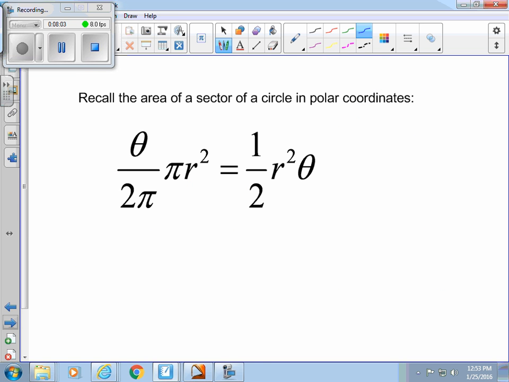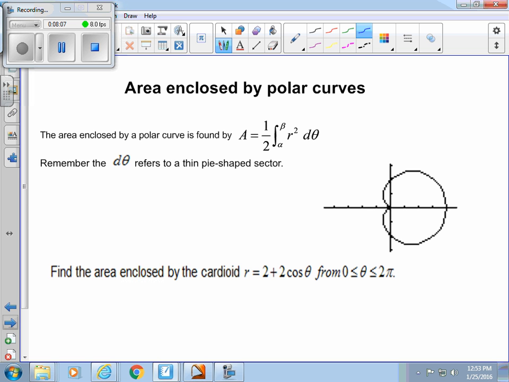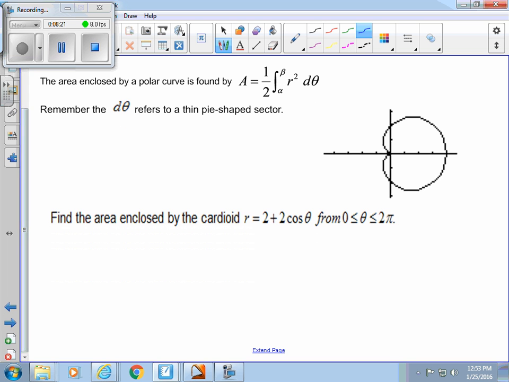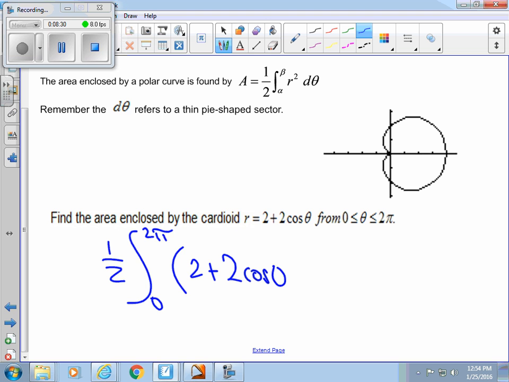Okay. So back to area. We talked about this yesterday. Did we finish this one yesterday, or do we need to finish it? Right. We got to the integral, but we never did the integral. We set up the integral to stop there, and it was 1 half the integral from 0 to 2 pi of (2 plus 2 cosine theta) squared d theta.